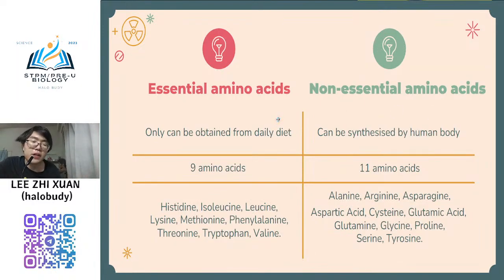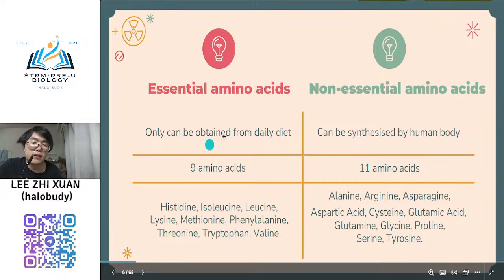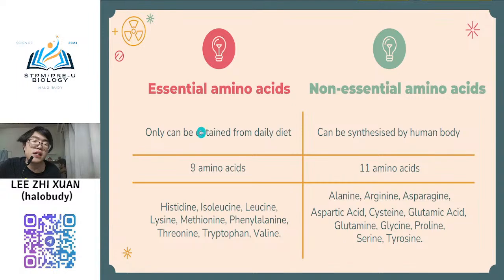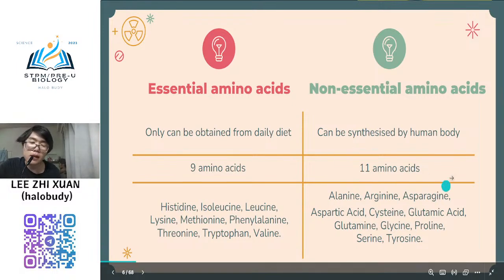So as I mentioned, there are essential and non-essential amino acids. There are 9 essential amino acids and 11 non-essential amino acids. So what are the 9 essential amino acids? These 9. And what are the 11? These 11. The main difference is that essential ones you must obtain from diet, your body cannot produce them. But non-essential ones, your body can produce.